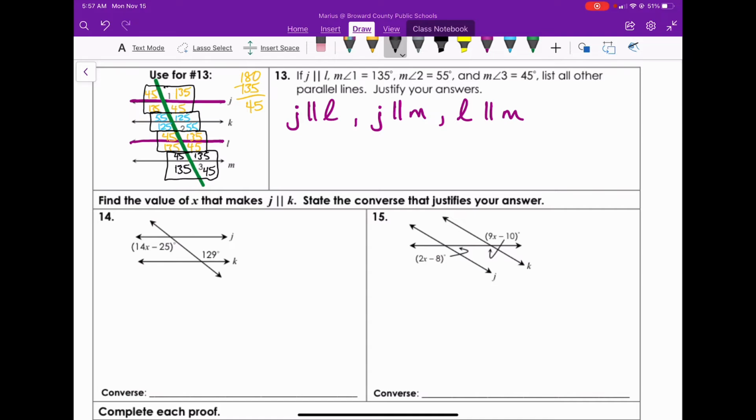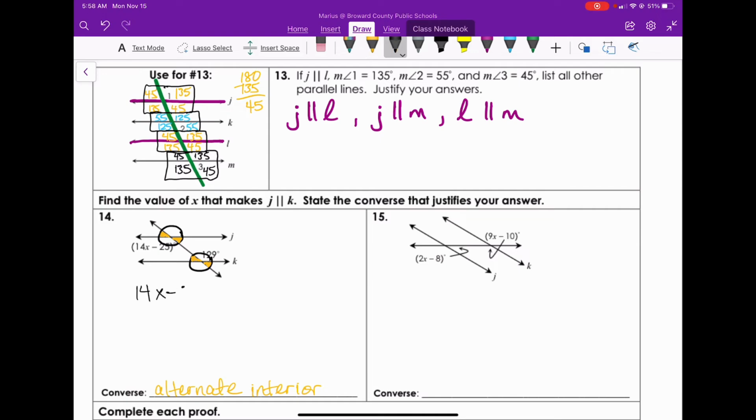All right, number 14. For number 14, we're going to put our circles up here. Okay, let me do my shading there and there. And then I'm going to do the same pattern, but in the circle below. Now, the 129 and the 14x minus 25, both of those are in the unshaded parts. So they're congruent. And more specifically, they are alternate interior angles. Okay, we have to state what the angle relationship is.